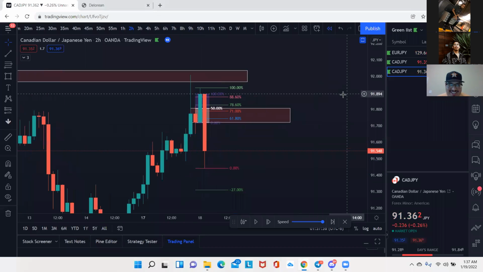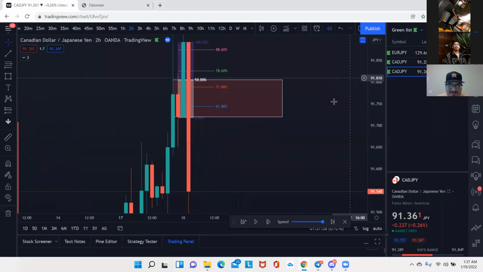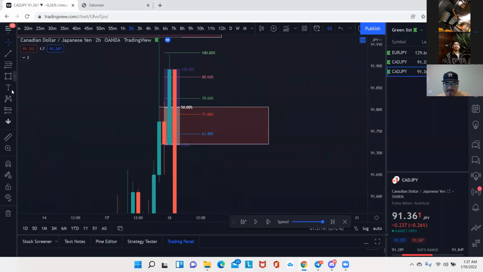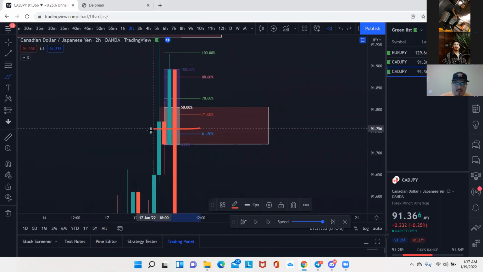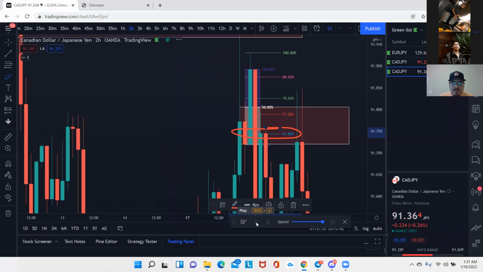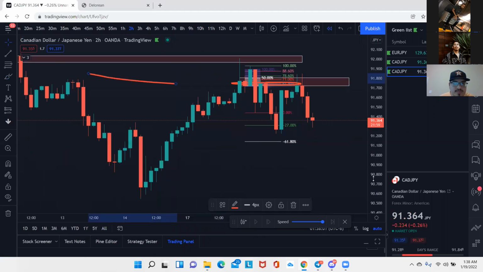So if you guys notice, once again, we have two different fib levels within our entry zone. 71% and 61.8. As I already told you guys, I'm looking to take the more aggressive one. So I really would have just looked at right here for my entry. And as you guys saw, we ended up getting that reaction. So the market obviously did retrace a little bit deeper.